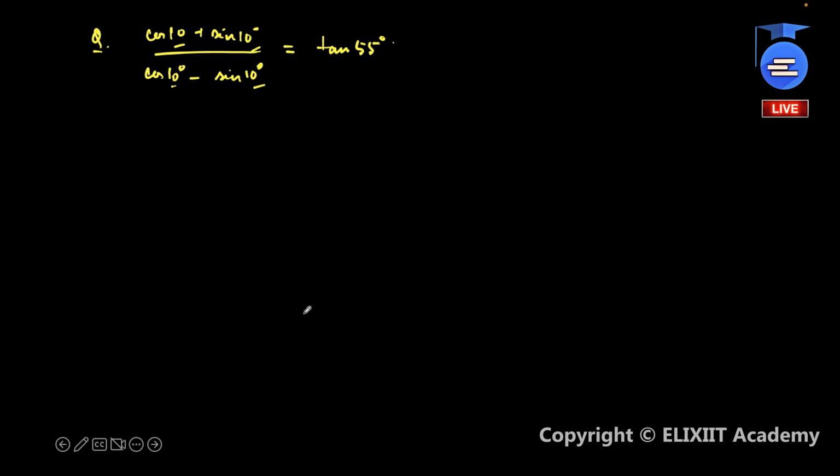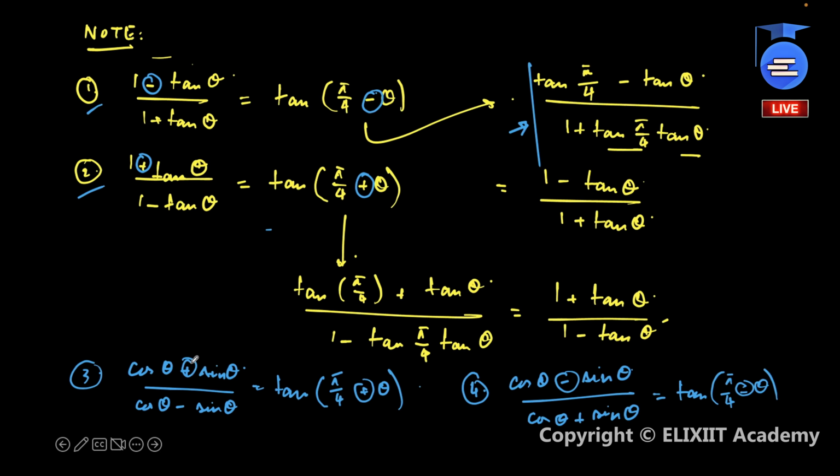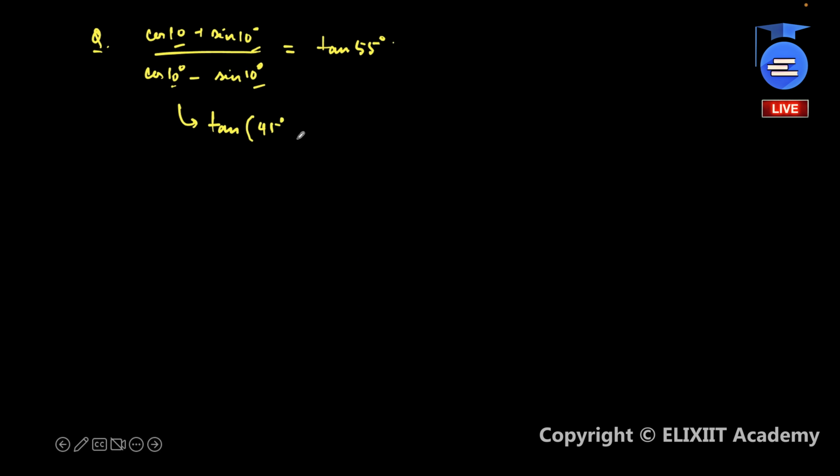So what is the process actually? If you know the format, then you will directly replace the value. Cos theta plus sin theta upon cos theta minus sin theta is tan 45 plus theta. By the previous formula, we have plus over here, cos theta plus sin theta upon cos theta minus sin theta. So this is tan pi by 4 plus theta. So this is tan of 45 degree plus 10 degree, that is tan 55 degree.